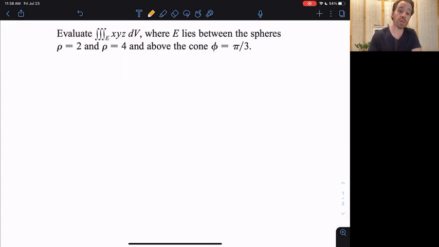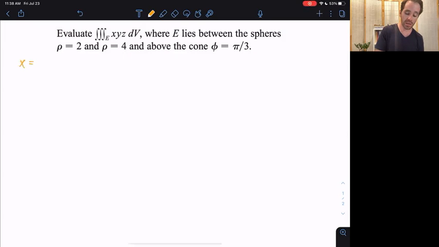Welcome. Today we are going to be evaluating an integral using spherical coordinates. You can tell it's spherical because all of this interesting spherical notation is being used. First of all, we need to get the conversion formulas stated.